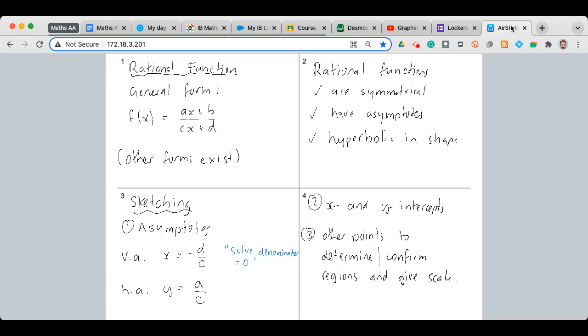Which kind of makes sense, because if I split this rational function up, I've got ax plus b over cx plus d, then that would be ax over cx plus d, and then I'd have b over cx plus d. I could split it into those two parts. And this bit here then starts to become a bit more meaningless as x gets really, really large. It becomes a fraction that approaches 0, effectively. So that kind of makes sense. Okay, so I'll put that in now, just to prove my point.